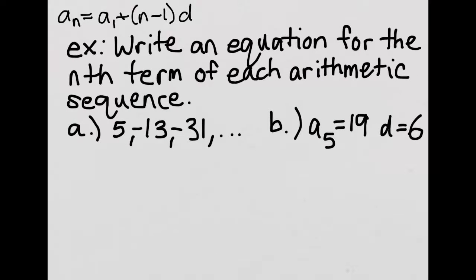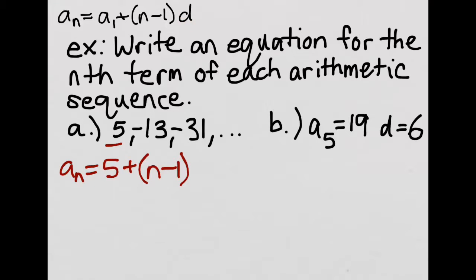Okay, given this formula, let's go ahead and write an equation for the nth term of each arithmetic sequence. So we know a couple things. We know that a of 1, or our first term, is 5. So we know a of n will equal 5 plus, and we don't know how many terms there are. We've got a dot, dot, dot, which means that it could go on forever. So we'll leave n as n. We just need to figure out d, the common difference.